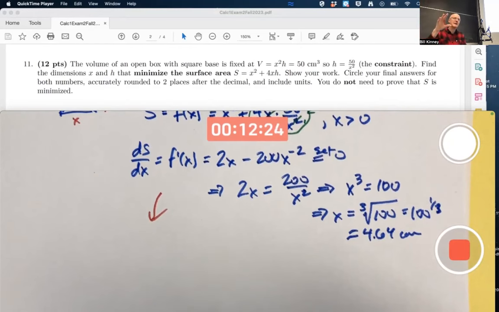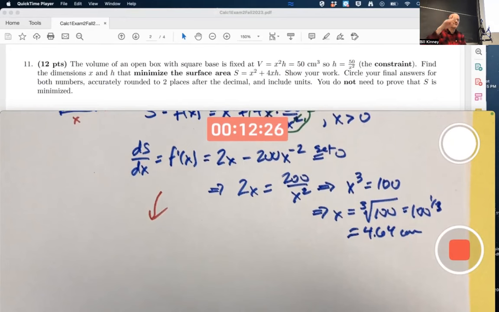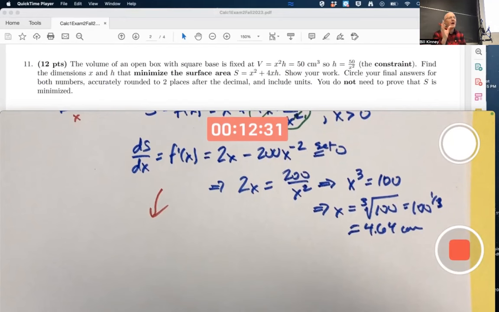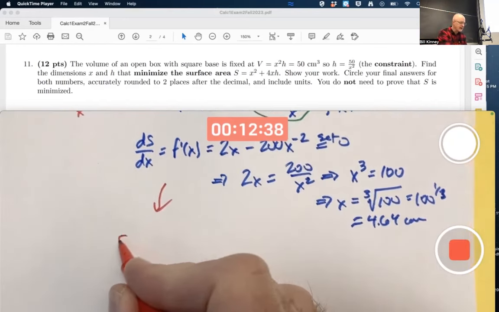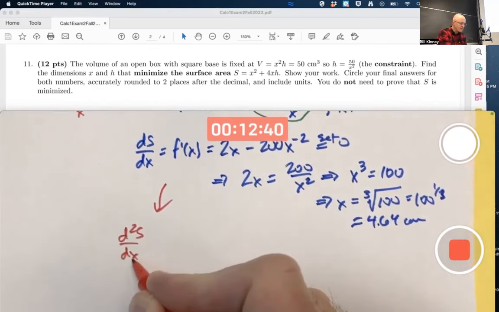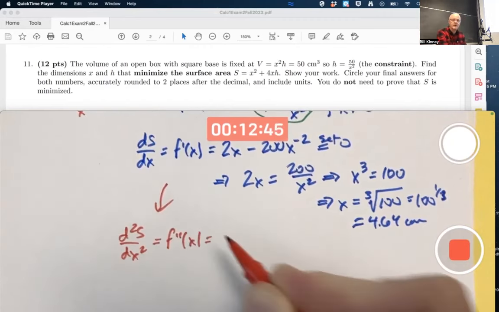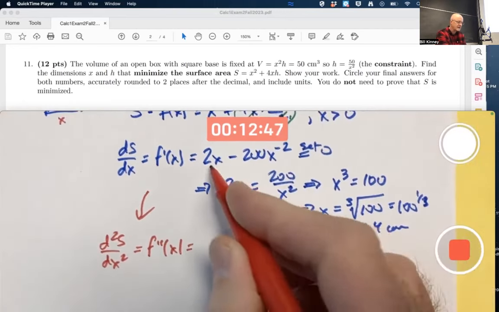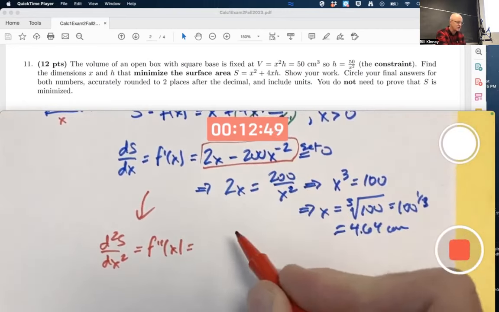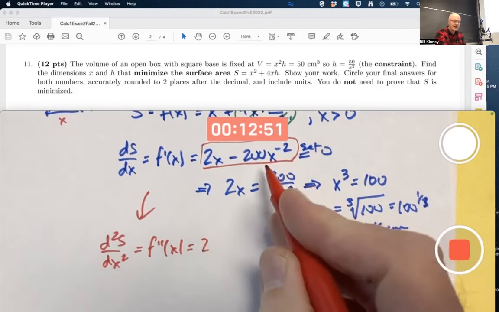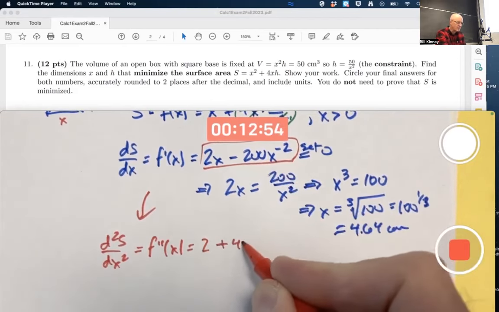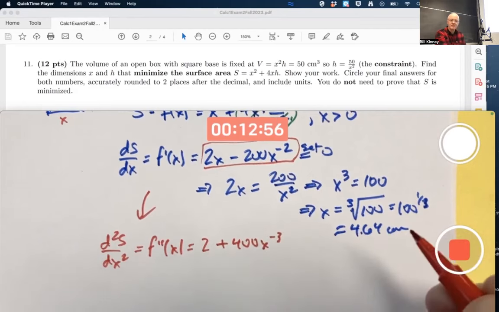Technically speaking, when you evaluate the second derivative at the critical point and see that it's positive, so the graph is concave up, that only verifies that it's a local min. However, it will be a global min here because the second derivative is always positive when x is positive. If I take the second derivative with respect to x, using either notation, I differentiate this function as is. I get 2. Bring down that -2. I get a plus 400 x to the -3 power.